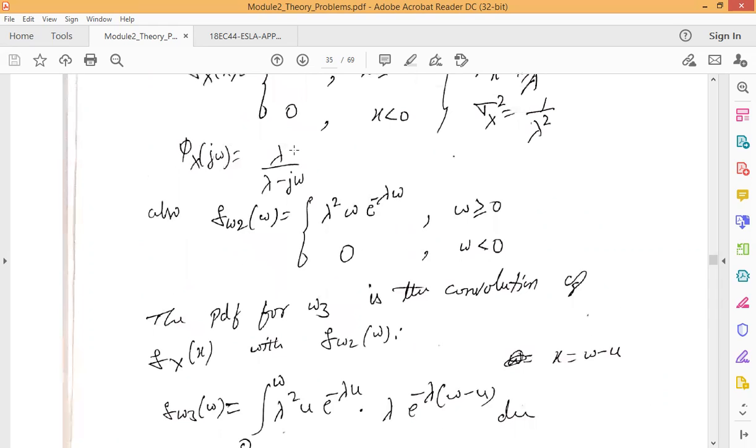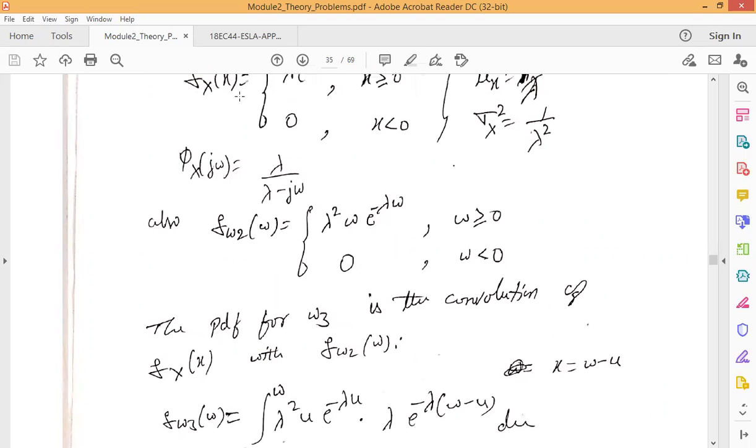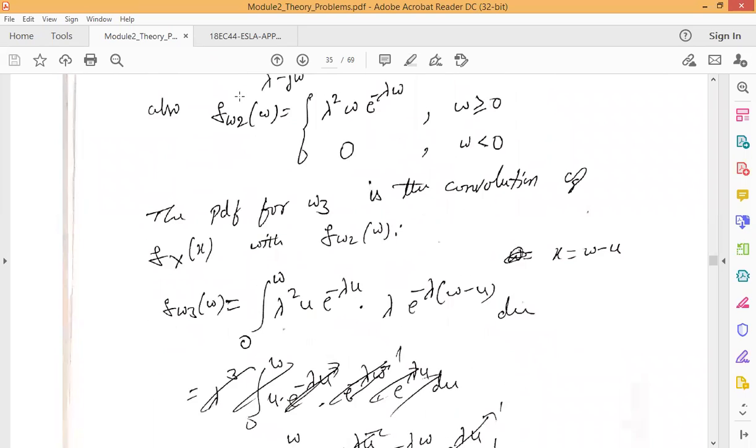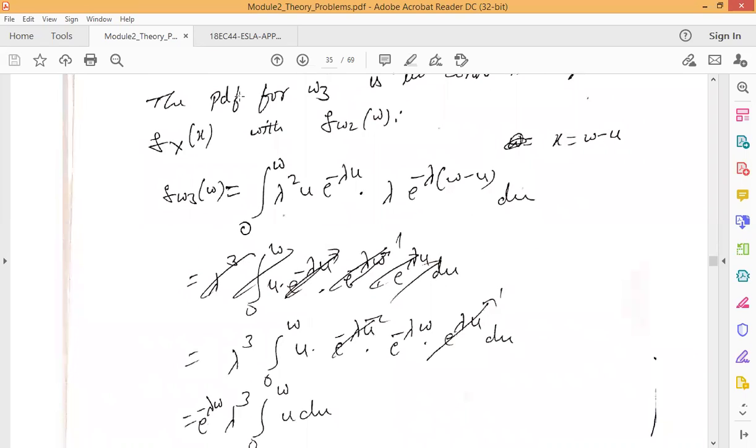So the PDF that we have derived here can be convolved with the fx of x that is being taken. Whenever you convolve, you will get the new PDF for the random variable W3. As I told, independent and identically distributed random variables means we are going to add, or convolve, the same signal with itself. So whenever we do that, it will result in a new value. Here you can see the calculation for that.